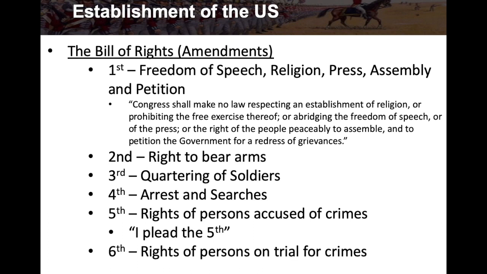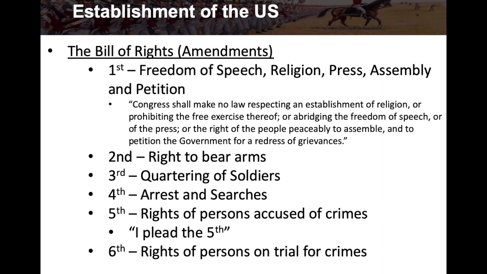It's been kind of twisted to make the freedom of religion the bad guy in the situation. Second Amendment, that's another big one that's being thrown around now in the news with gun rights, is the right to bear arms. So the Second Amendment, the right to bear arms.